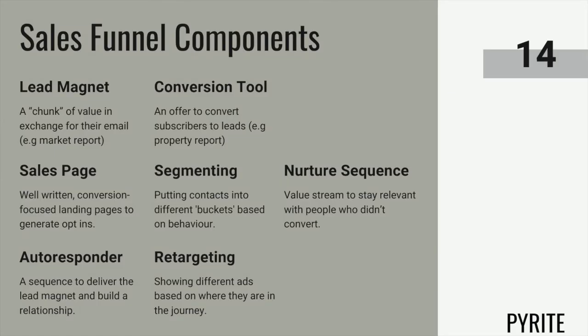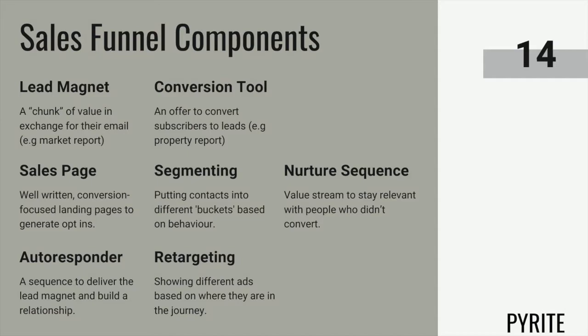So that sales funnel has components. First thing is that lead magnet. It's a chunk of value in exchange for their email. For example, we can do a market report saying, hey, get your free market report or your free appraisal. Just leave your email here and we'll get to you with that. Easy, free. People like that free. People like that cheap thing. And that's how you get them in. That's how you suck them in. And that's how you get that email.